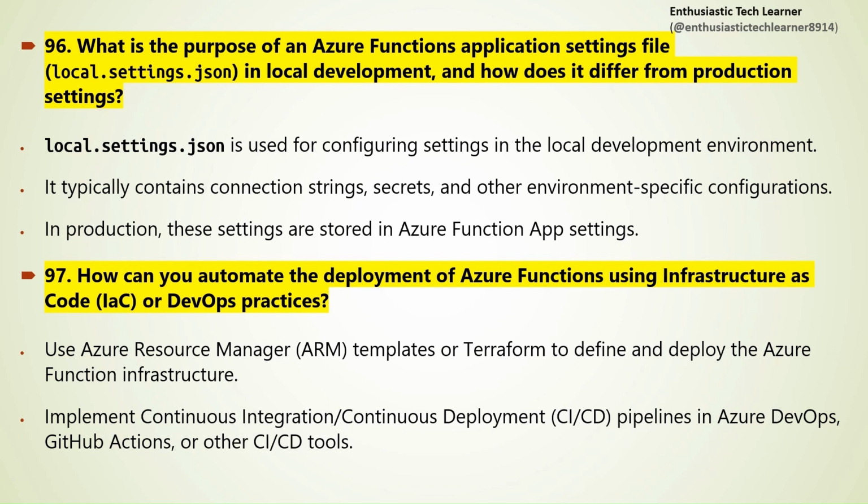How can you automate the deployment of Azure Functions using infrastructure as code, IaC, or DevOps practices? Use Azure Resource Manager, ARM, templates, or Terraform to define and deploy the Azure Function infrastructure. Implement continuous integration / continuous deployment, CI/CD, pipelines in Azure DevOps, GitHub Actions, or other CI/CD tools.